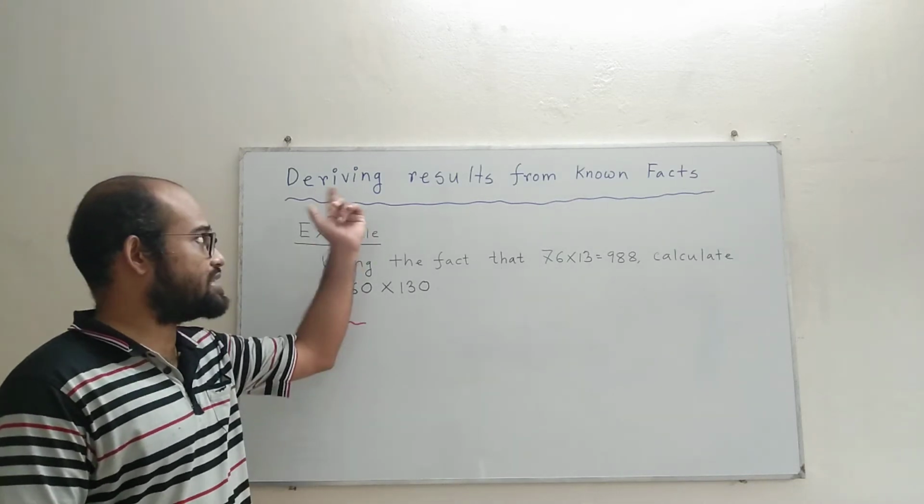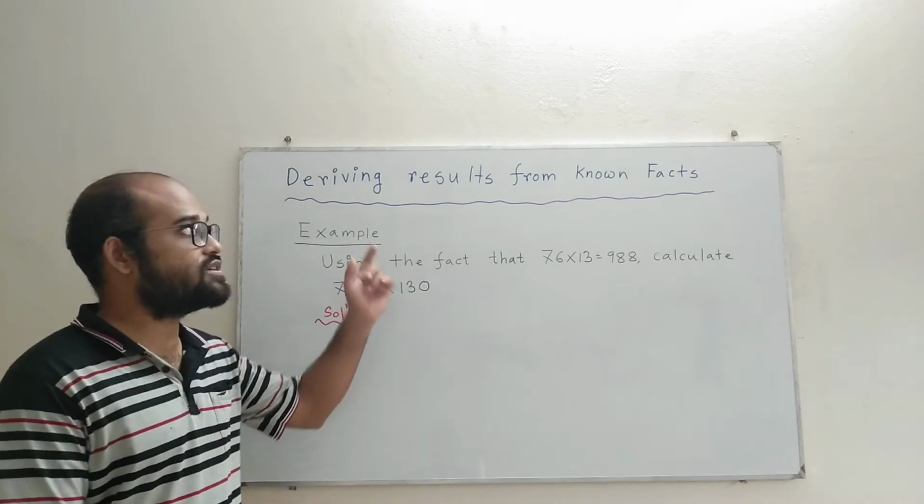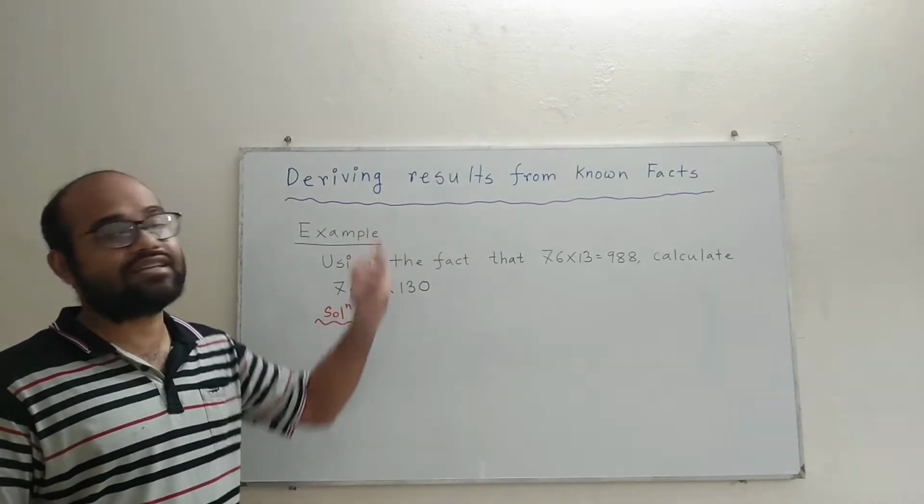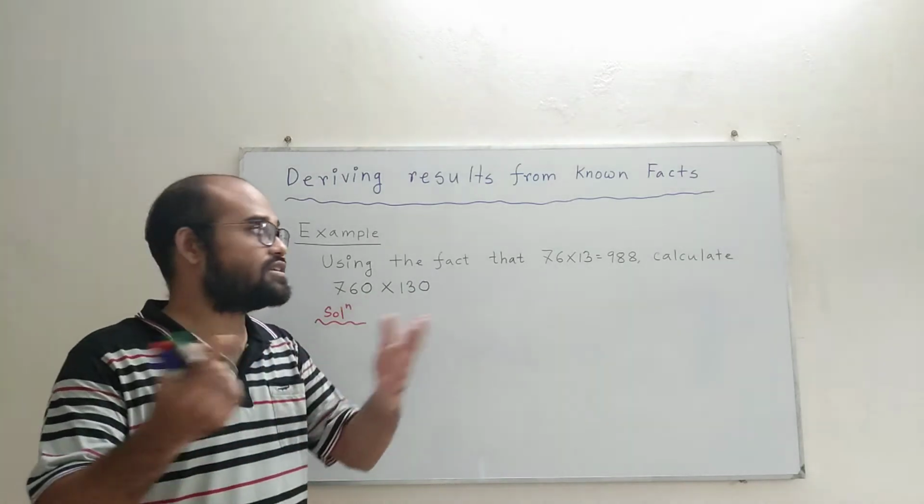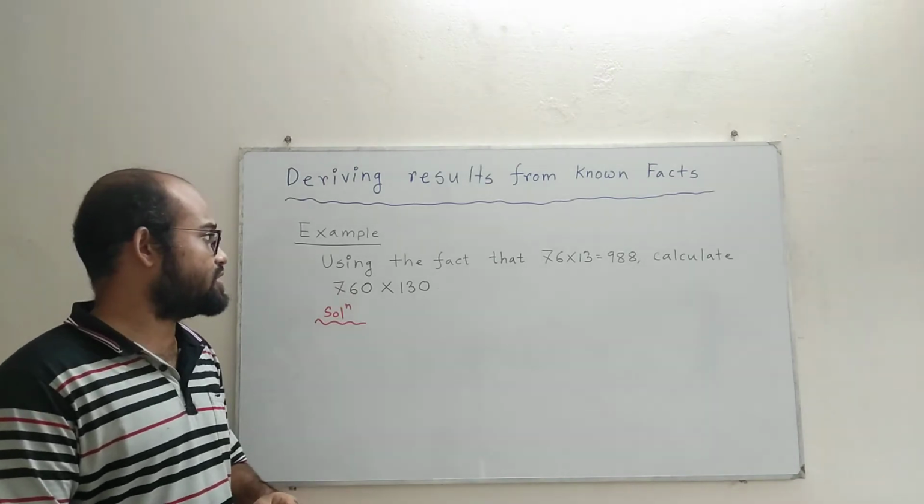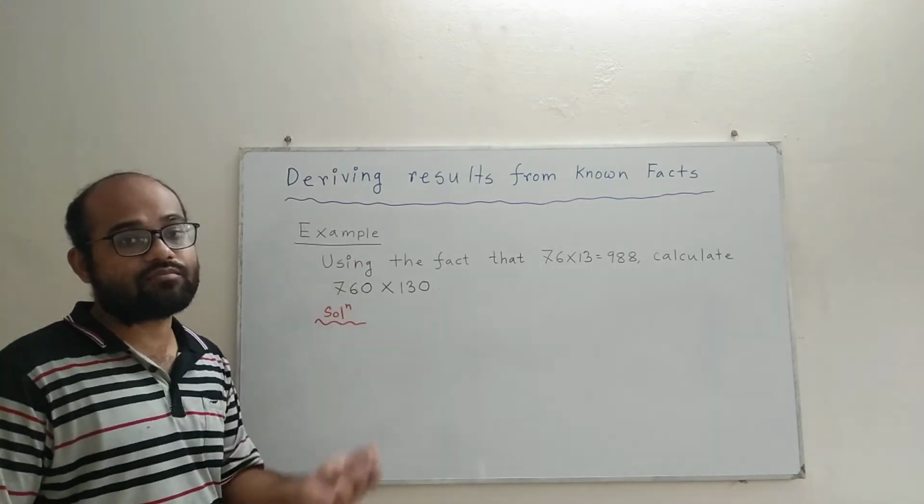As you can see, the title of today's video lecture is Deriving Results from Known Facts. Now, what does this title mean? Without any further delay, let us jump into the example as written on the board. What does this example say?